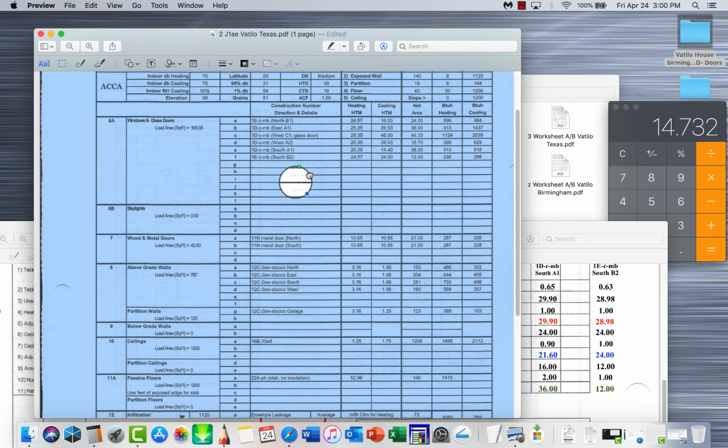Now the next video would be skylights, which is if your house has skylights in it, which as you can see, this house here doesn't have any skylights. So this is B. Like I said, worksheet C, that's why we're not going to do it. We're actually going to skip it because it doesn't have skylights. So our next one will be the doors down here.